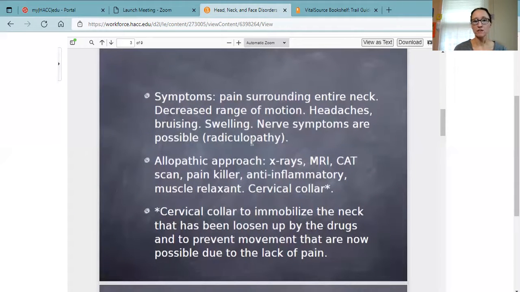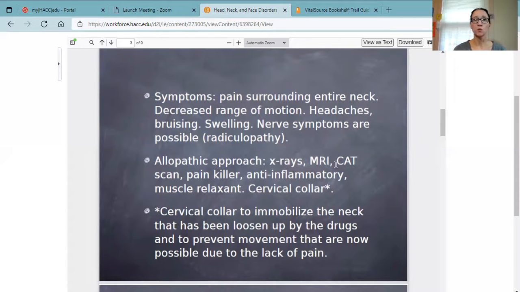So if an individual had a pretty severe whiplash, they might have some radiculopathy. If you recall, that's radiating pain. Obviously, if your client was in an accident or something like that, or had an injury, they are probably going to have x-rays. They may have had an MRI or a CAT scan or something like that.